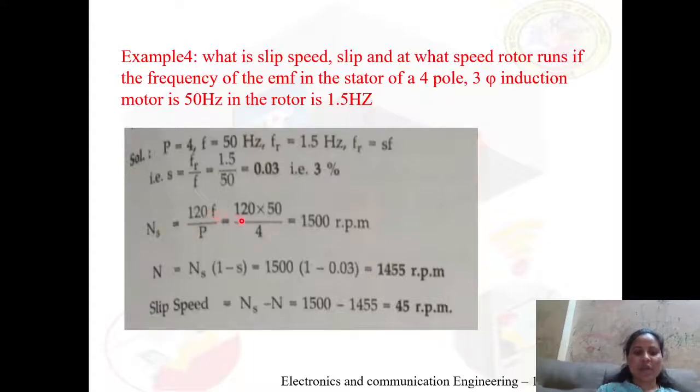Now let us calculate the synchronous speed Ns, which is 120f by P, and substituting value of f, number of poles as 4, we get Ns as 1500 rpm. Finally, the speed of the rotor, let us find out using the equation N is equal to Ns into 1 minus s, and we will get the respective values. Slip speed is Ns minus N. So here it is 45 rpm.